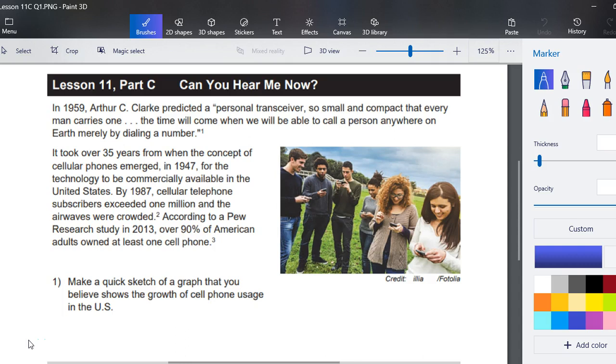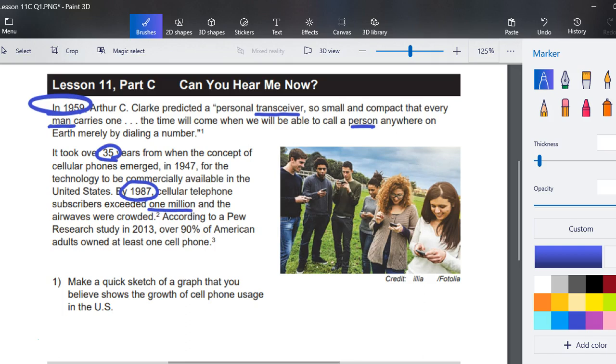Can you hear me now? In 1959, Arthur C. Clarke predicted a personal transceiver so small and compact that every man and woman carries one. The time will come when we will be able to call a person anywhere on Earth merely by dialing a number. It took over 35 years from when the concept of cellular phones emerged in 1947 for the technology to be commercially available in the United States. By 1987, telephone subscribers exceeded 1 million, and the airwaves were crowded.